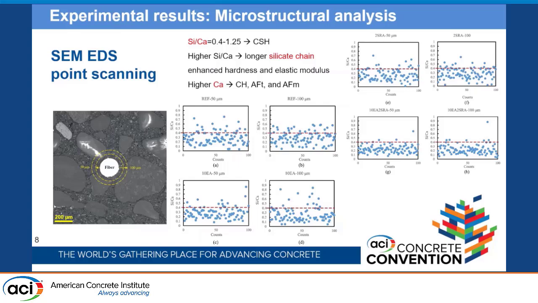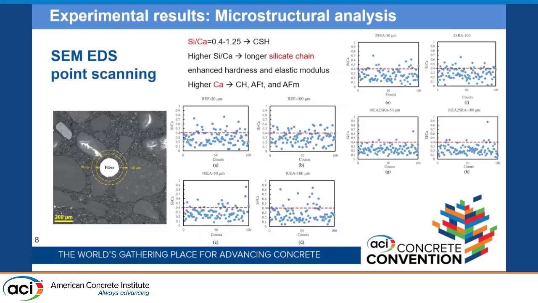And as you see, a Si to Ca ratio over 0.4 indicates the presence of C-S-H in the matrix, a denser matrix, longer silicate chains, and enhanced hardness. On the other hand, a lower Si to Ca ratio, lower than 0.4, indicates the presence of portlandite, ettringite, and monosulfate in the mixture, and lower quality of the microstructure.